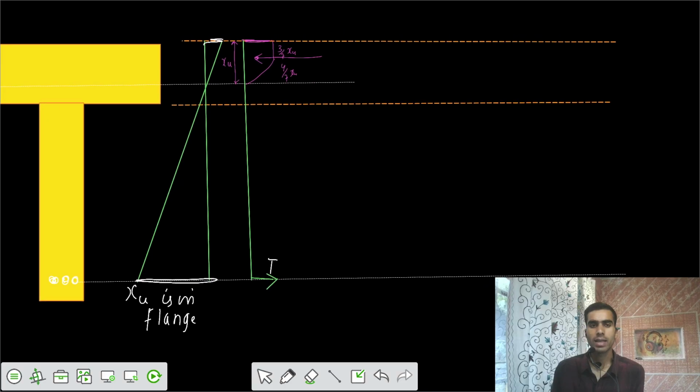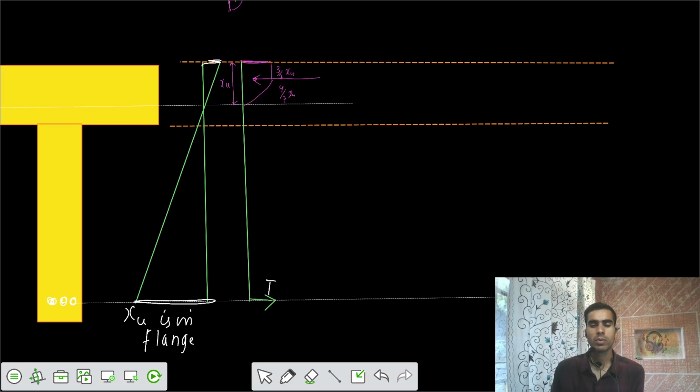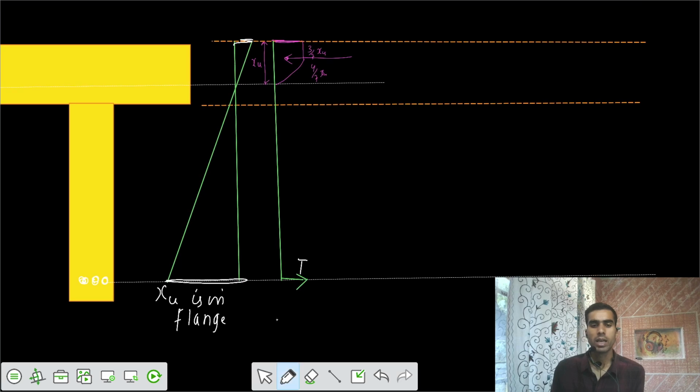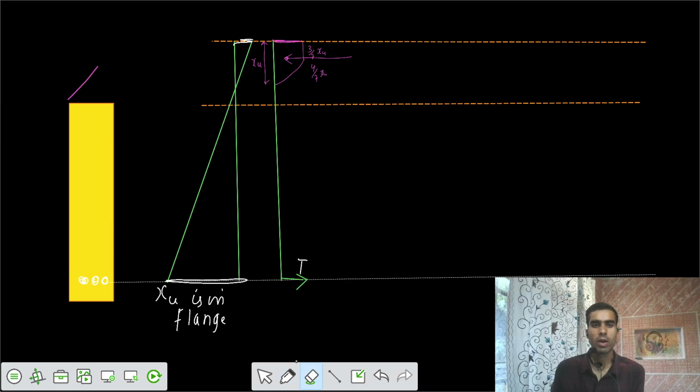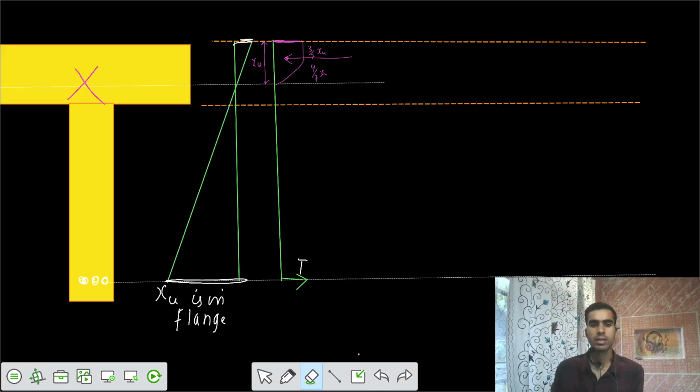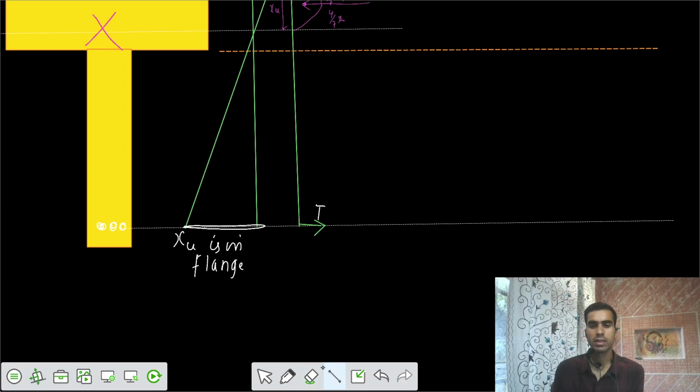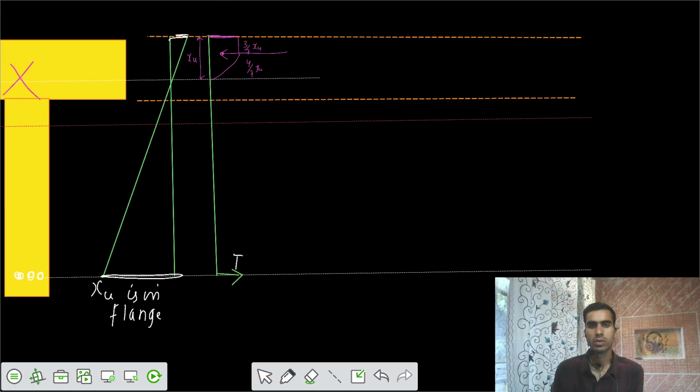Now the second case is the possibility that the neutral axis is not anywhere in the flange, which means the neutral axis would be somewhere in the web portion. So the second case is that the neutral axis is in the web portion. Let's say the neutral axis is somewhere here, in this portion.